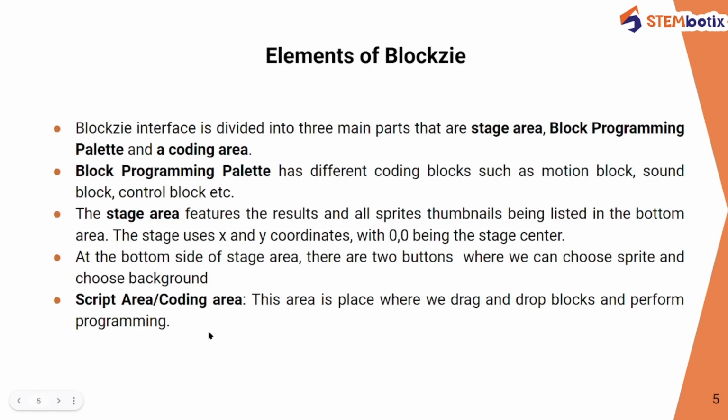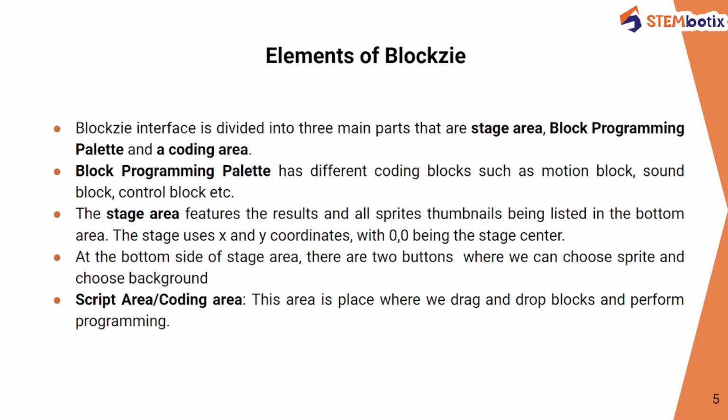The stage area features the results and all sprite thumbnails being listed in the bottom area. The stage uses X and Y coordinates with 0,0 being the stage center. At the bottom side of the stage area, there are two buttons where we can choose a sprite and choose a background.